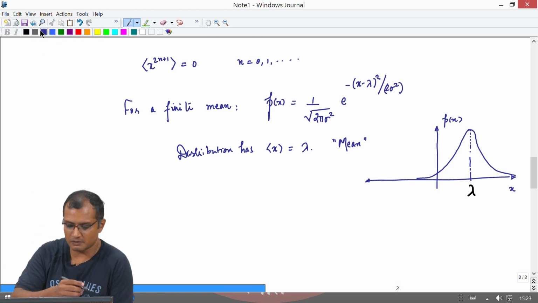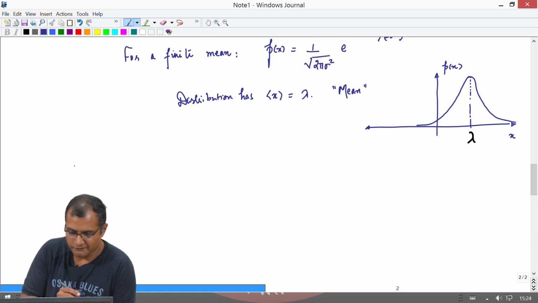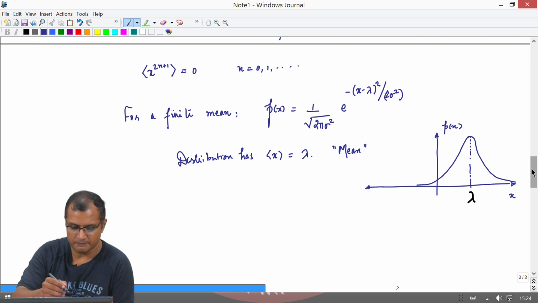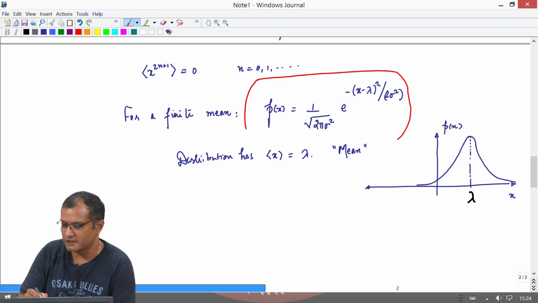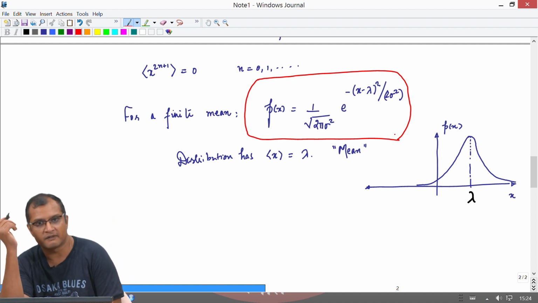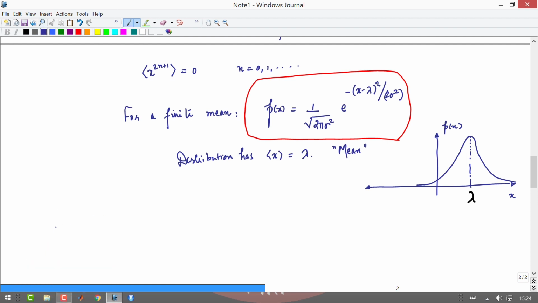So, let us now look at some of the important properties of this distribution. So, if p of x is given as this, let us look at our p of x. This is our general Gaussian distribution with a finite mean, that is lambda. And if you want to find out the characteristic function of this Gaussian distribution, then you can simply compute that by taking a Fourier transform of this Gaussian distribution.